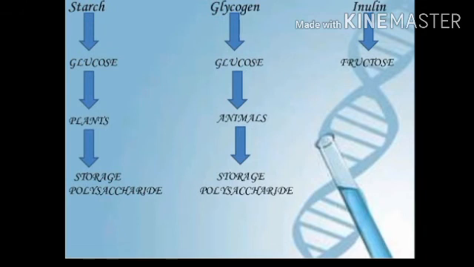These polysaccharides are starch, which is made of only glucose units, mainly present as reserve food material in plants. Glycogen is also made of glucose units. These are reserve food material in animals. Inulin is also a homopolysaccharide made up of fructose units and is present in some plants as a reserve food material.